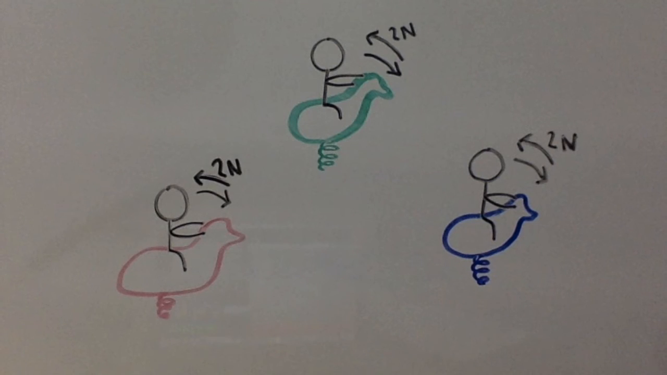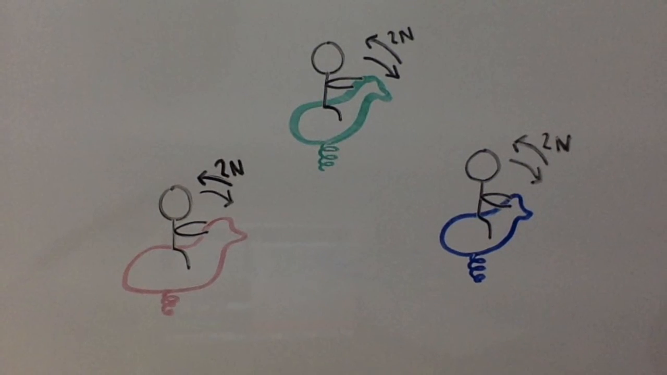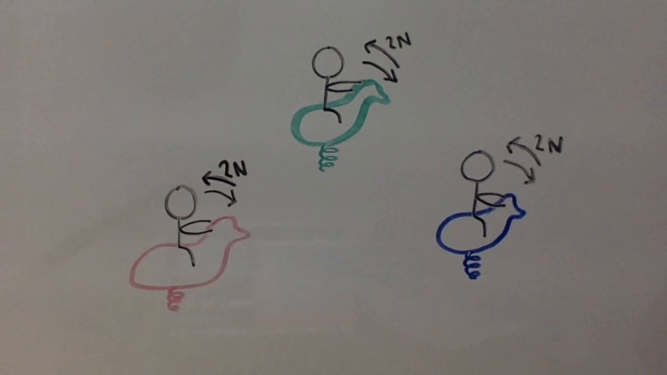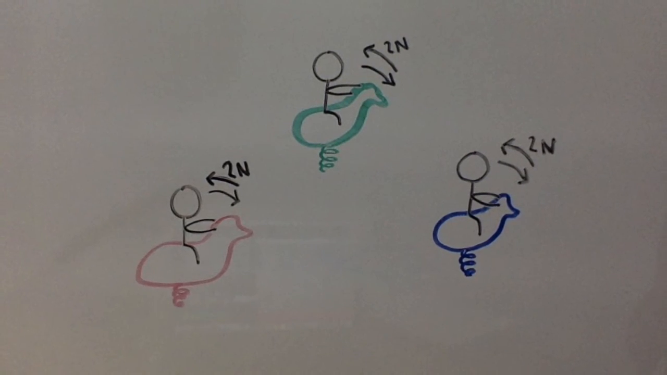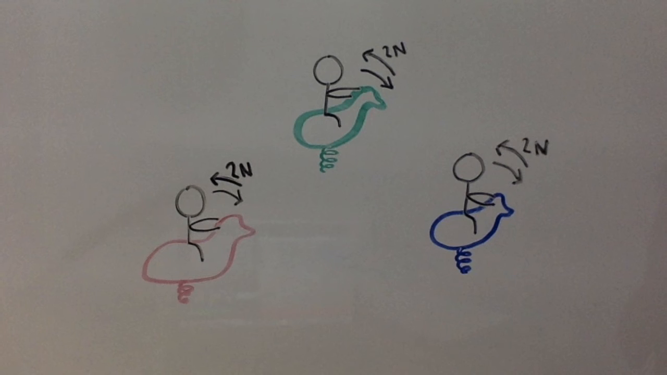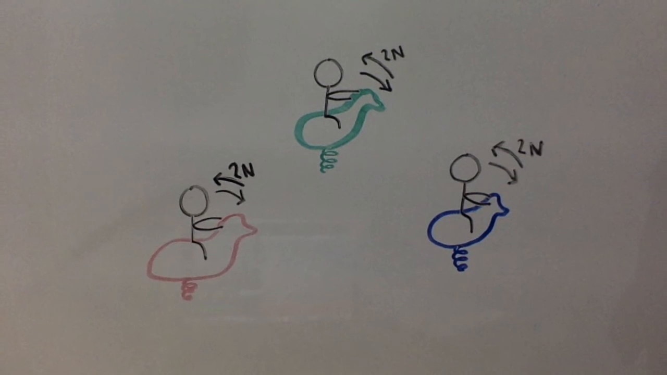This is also shown in our scenario in the park, when we were on the bouncy animal things, whatever they're called. When we push on them, they push back on us with an equal and opposite force in the opposite direction, oscillating back and forth.